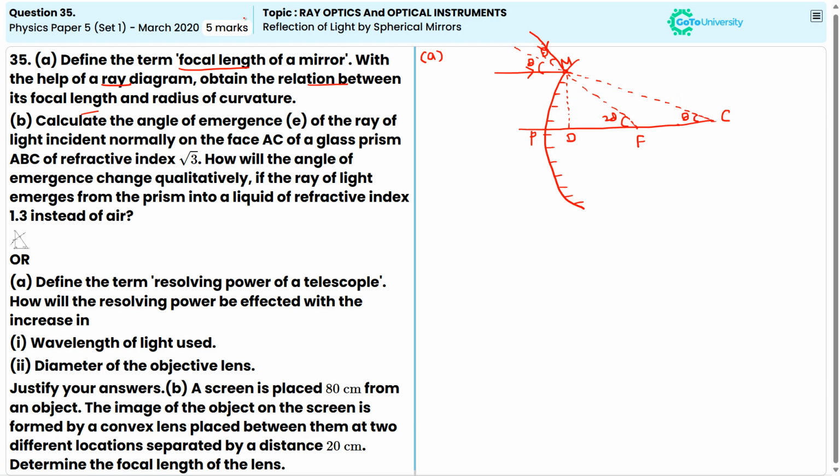Now let us define the term focal length of a mirror. Focal length of a mirror is nothing but the distance between the focus and the pole of the mirror. So this is the focal length of a mirror. Now we know that the light ray parallel to the principal axis strikes the mirror at point M, and C is the center of curvature of the mirror. So CM will be normal to the mirror, and theta is the angle of incidence, and MD is the perpendicular from M to the principal axis. Now we can write angle MCP equal to theta and angle MFP equal to 2 theta.